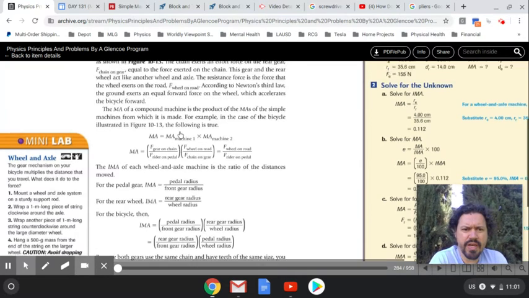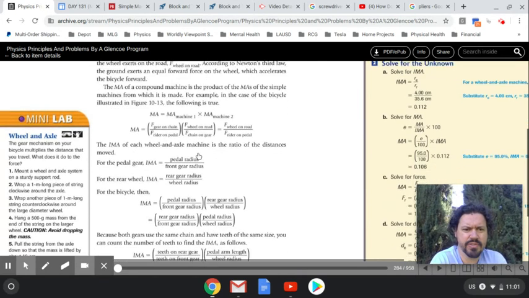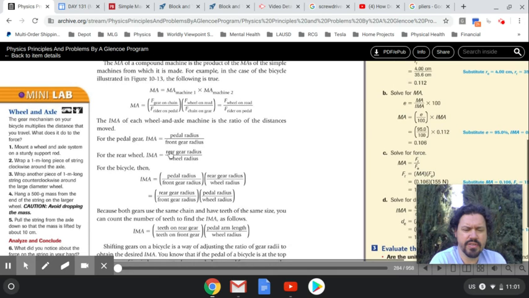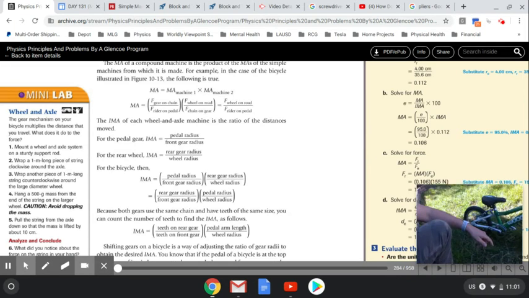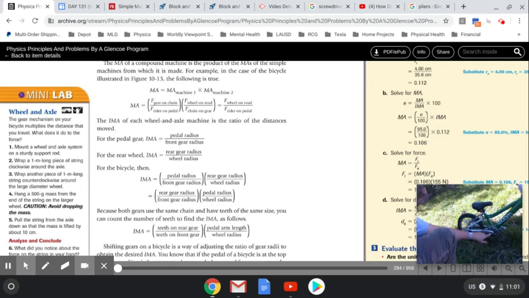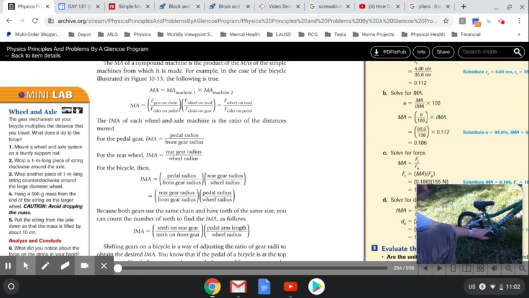Well, if we've got two different machines, we can multiply or find the product of the mechanical advantages of those two things. And if we wanted to solve for the ideal mechanical advantage, we could compare the radius of the things that are connected. So in the front, we've got the pedal, right? So this has a radius, and we can measure from here to here for that radius. And then we can measure the radius of the gear set, again, from here to there.